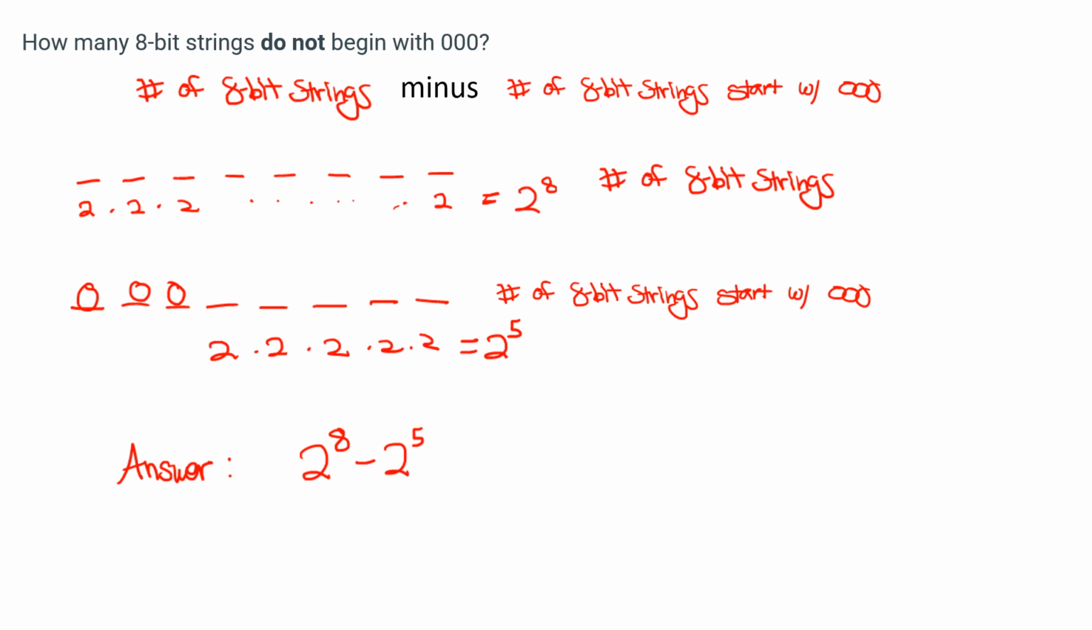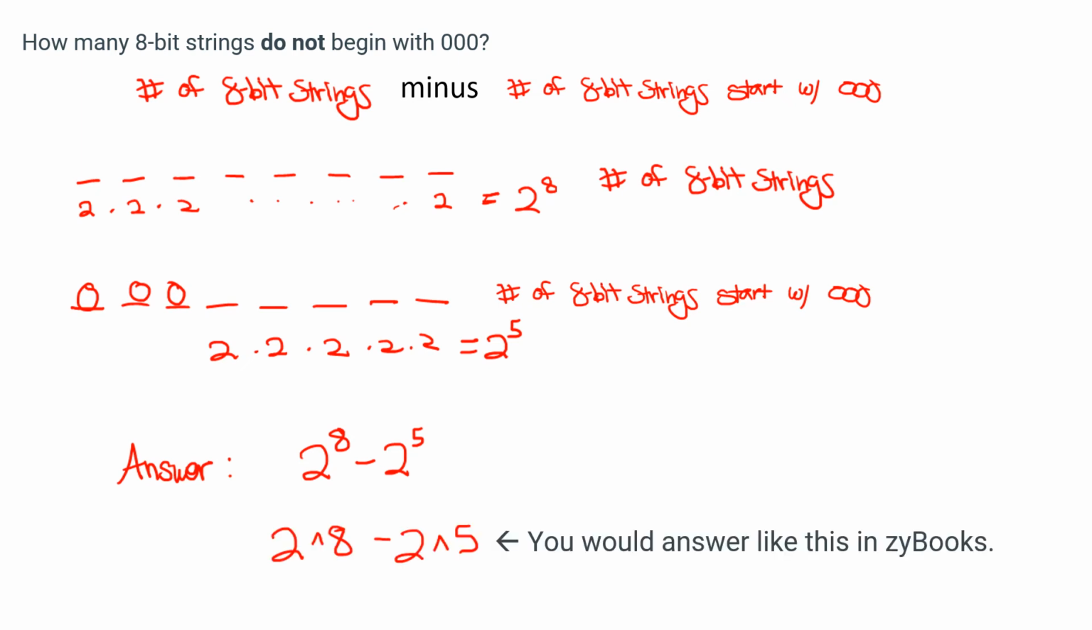And again, we could find the answer, but we'll just be leaving our answers like this. Now, for zyBooks, what they'll want you to do if you have something like this with an exponent is use that caret symbol like this. 2 caret 8 means 2 to the 8th. So you'd have 2 caret 8 minus 2 caret 5, and that would be giving the correct answer in zyBooks.